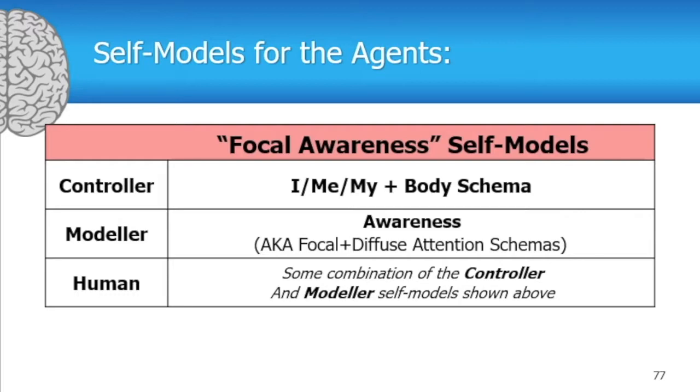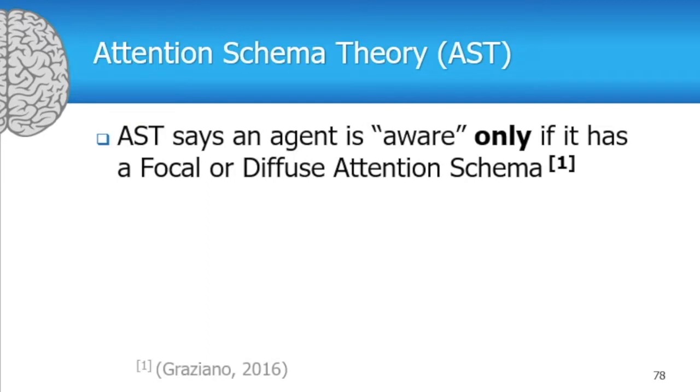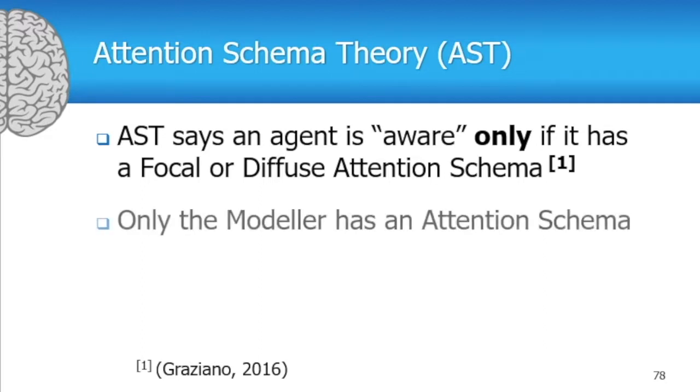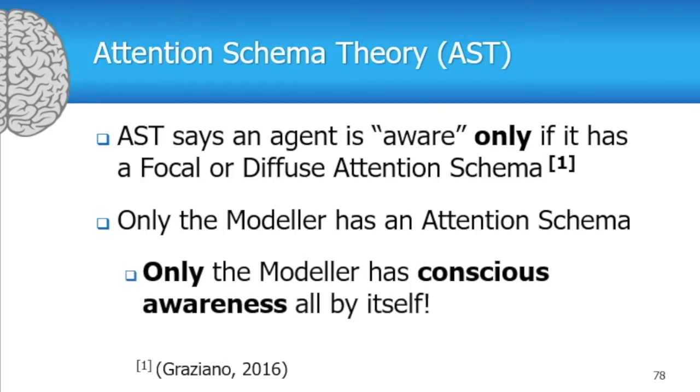Now, attention schema theory says that an agent needs an attention schema in order to have awareness. Professor Graziano, the author of attention schema theory, makes this claim in an article in The Atlantic, where he suggests, for example, that the hydra, which is a primitive aquatic animal, probably does not have an attention mechanism or an attention schema, and therefore the hydra probably does not have awareness. Now, the only agent that creates either kind of attention schema is the modeler, and of course the modeler self-model is exactly the two different attention schemas. Therefore, only the modeler is conscious all by itself.